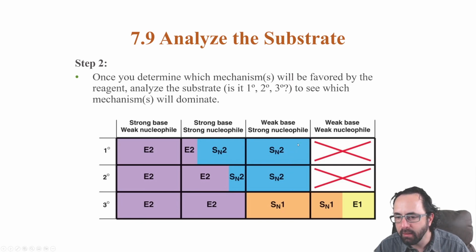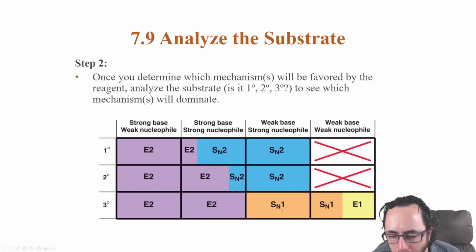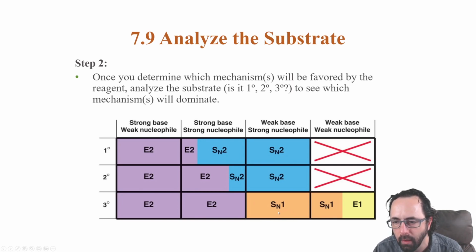If we have a weak base and a strong nucleophile, remember that, again, for an SN2 reaction to occur, we must be able to have the nucleophile attack the backside. There will be no eliminations because we don't have a good base, but for primary and secondary substrates, we'll have almost all SN2, but for tertiary substrates, SN2 will be way too slow, so we'll have primarily the SN1 mechanism.